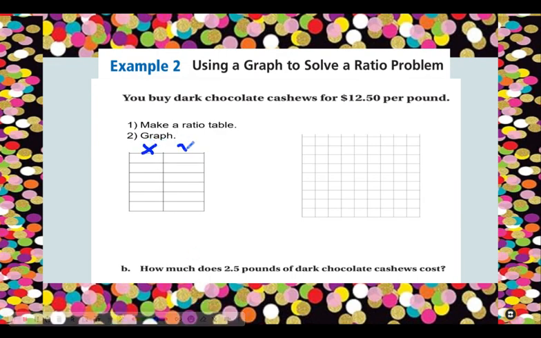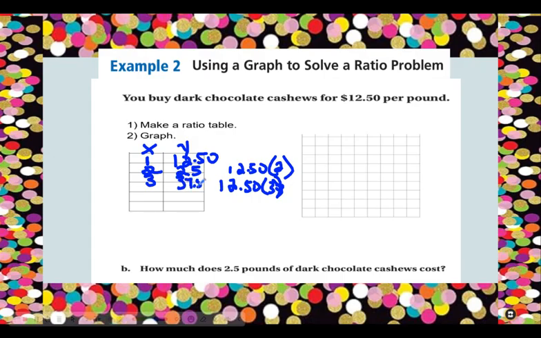So X, Y, we have 1 pound for $12.50. So what if we had 2 pounds? What's $12.50 times 2? That's $25. What if we bought 3 pounds? What's $12.50 times 3? That's $37.50. Okay, so I can graph those points.